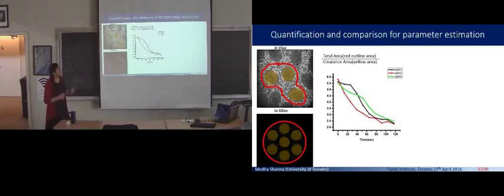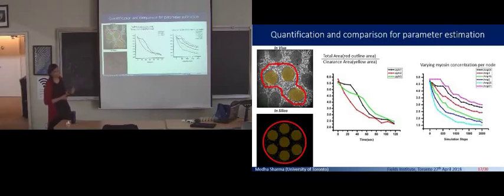Now I vary the myosin concentration per node again on this whole system, and I see that a variety of behaviors are possible.